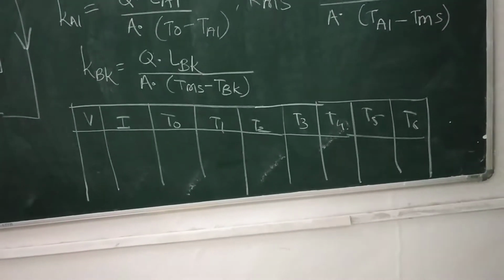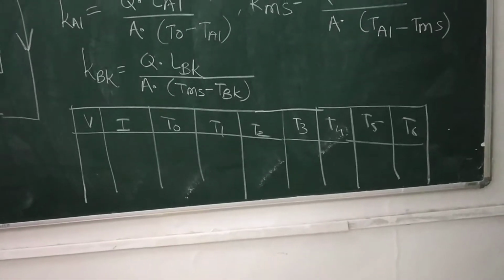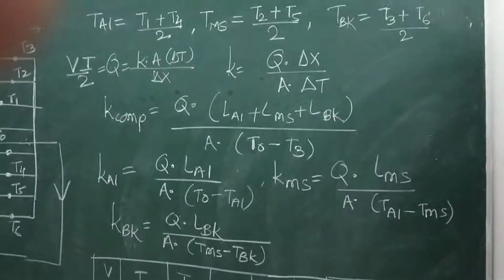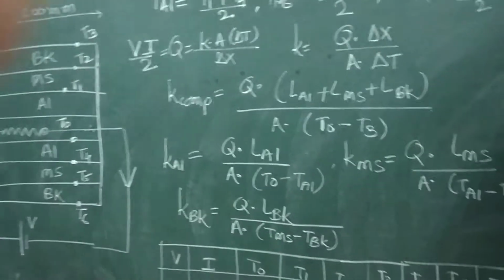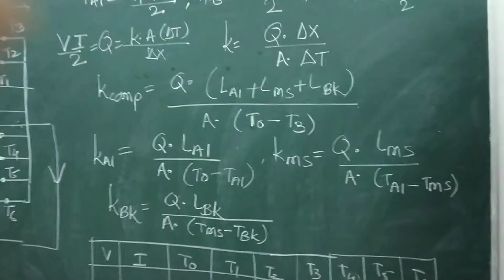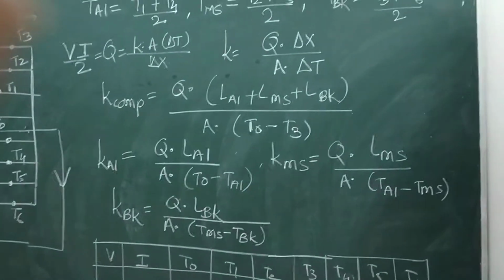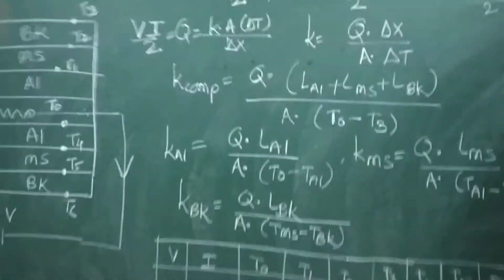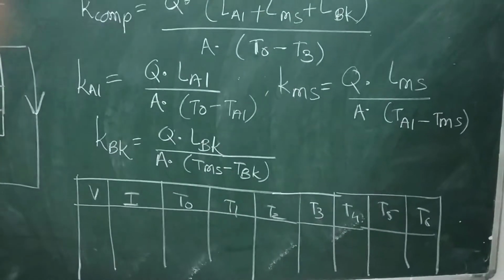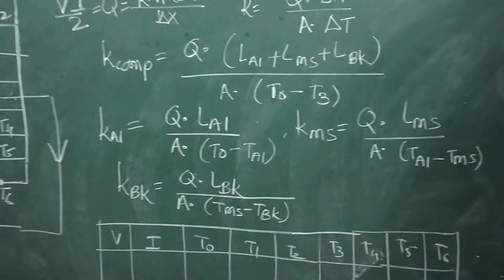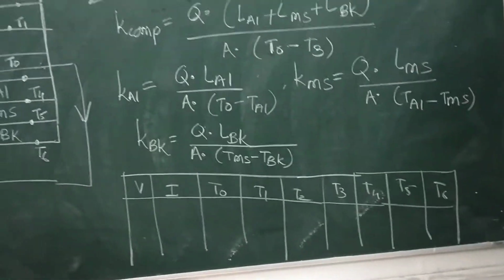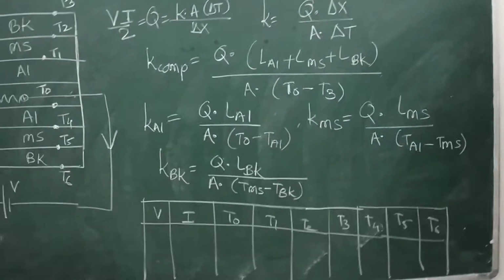This is the observation table: voltage, current, temperatures, etc. Once you find out those temperatures, you have to use this formula for finding out the thermal conductivity of the composite wall. Similarly, for each wall, aluminium, mild steel, bakelite, you can also find out the thermal conductivity. Just put in the values and get the answer. You will get the thermal conductivity.